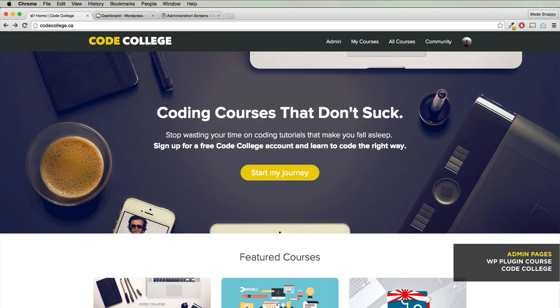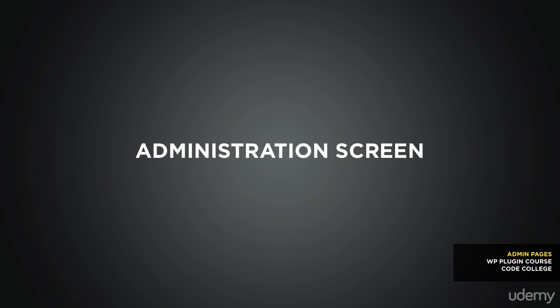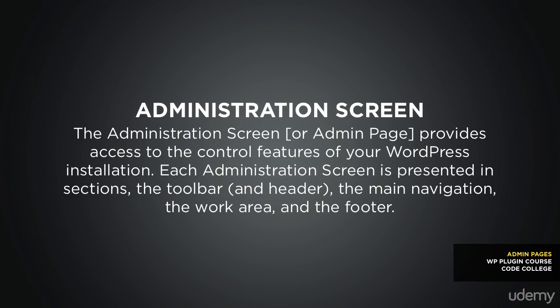Hey guys, now that we've created our plugin header data and WordPress knows about our plugin, it's time to start coding some functionality. So we're going to start by creating some admin pages, and WordPress also refers to them as admin screens. According to WordPress, the administration screen or admin page provides access to the control feature of your WordPress installation. Each administration screen is presented in sections: the toolbar and the header, the main navigation, the work area, and the footer.